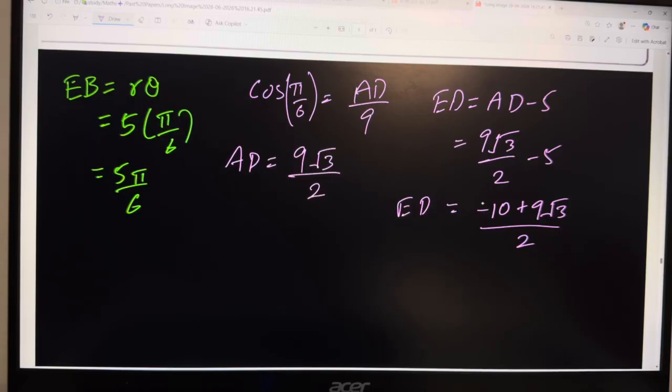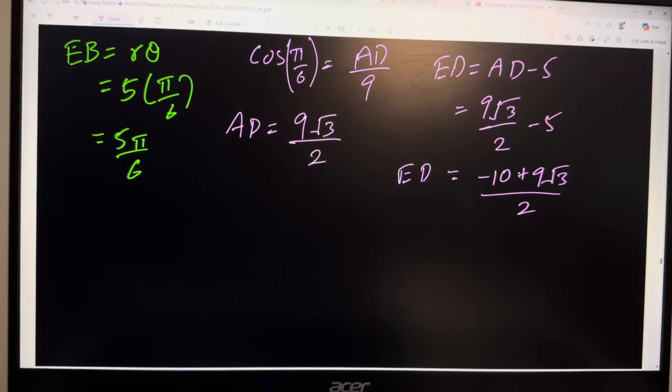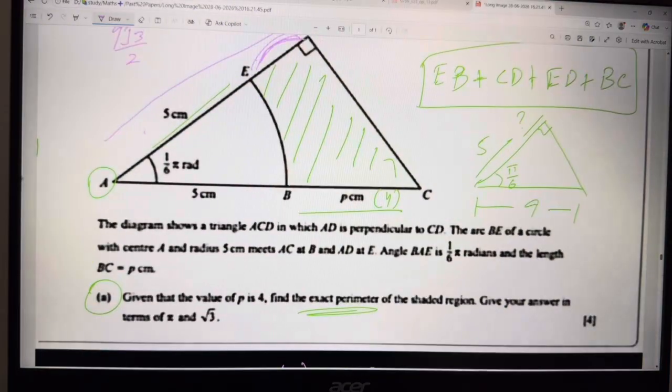Now remember, in this equation the minus 10 is alone, not the whole fraction. Only minus 10 here in the bracket alone. So now we found EB, we found ED.